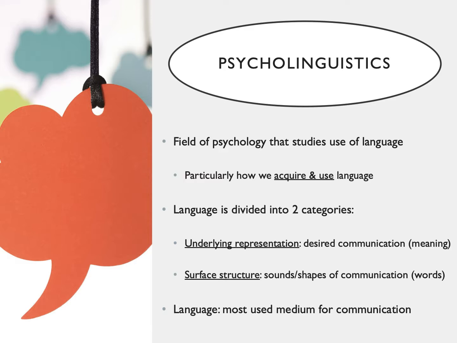The underlying representation is the meaning of the communication. It is what you are trying to communicate. The surface structure are the sounds or the shapes of that communication. When we communicate out loud through the spoken word, sounds are the surface structure. When we write words down, the surface structure becomes the shapes of the letters themselves. Essentially, the underlying representation is the thought you want to get across to the other person, and the surface structure are the sounds or the shapes that you use to do so.